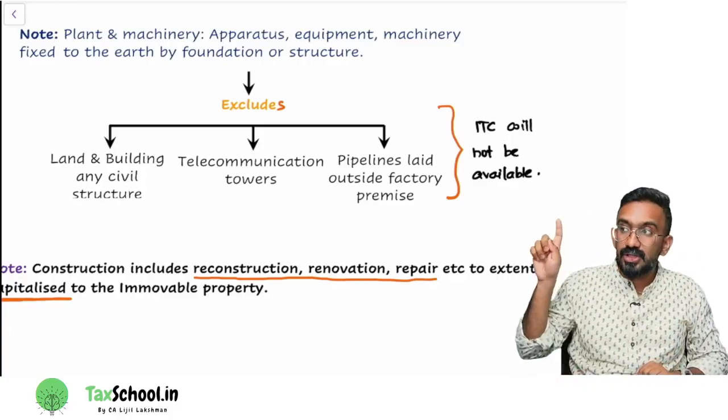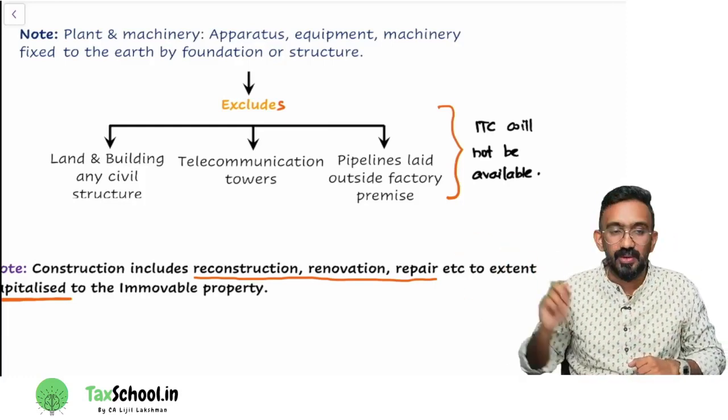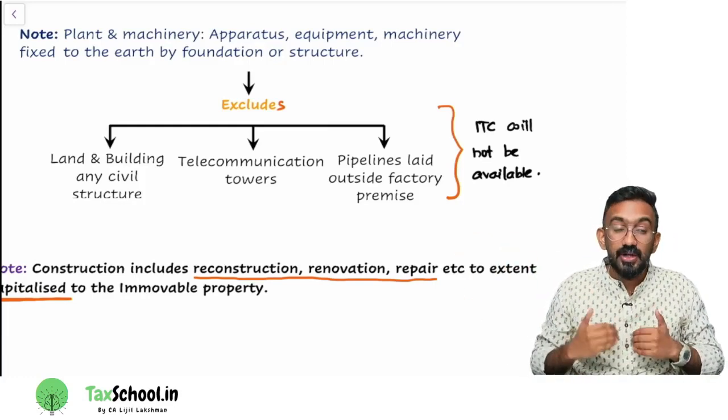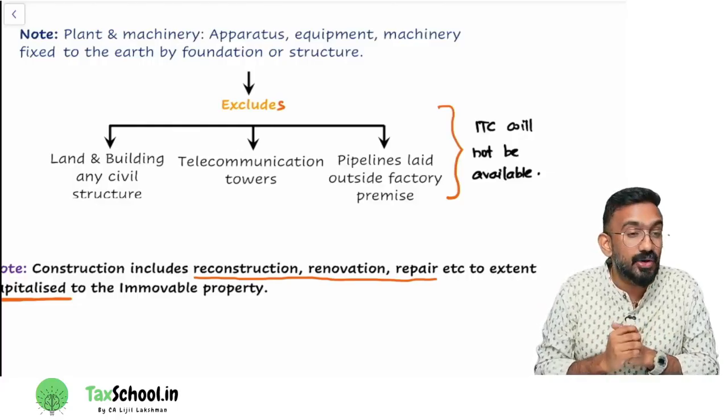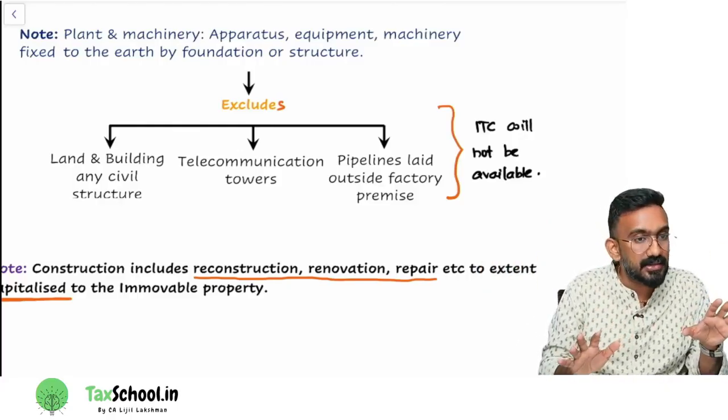Now, plant and machinery would include all the machineries, even the structure, but will not include three things. What are the things excluded? It excludes land and building or any civil structure, which means the factory building can never be treated as plant and machinery.